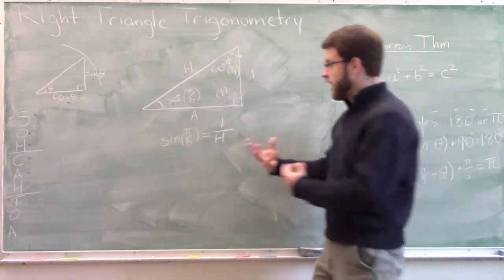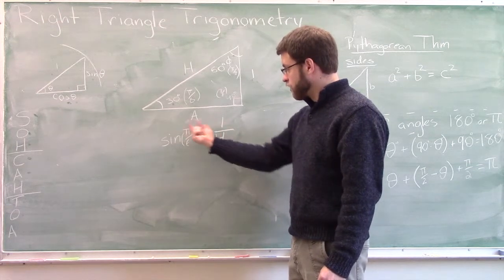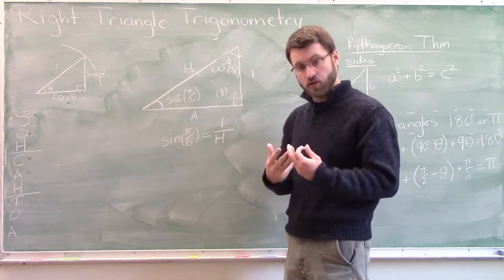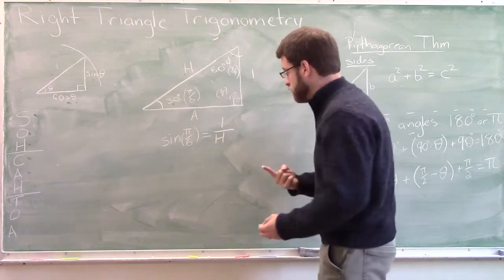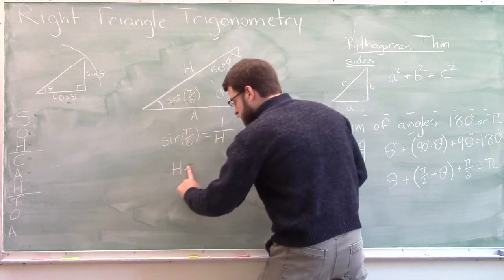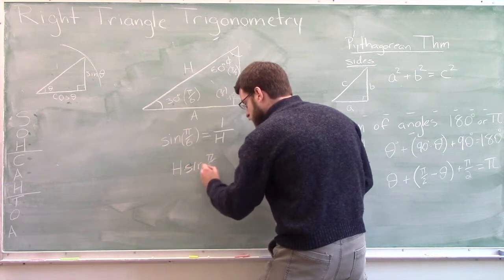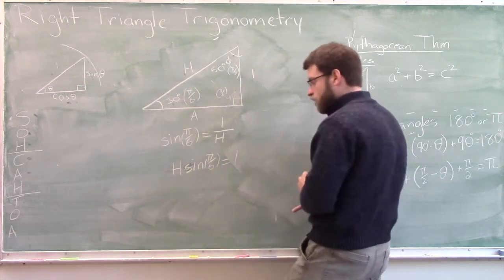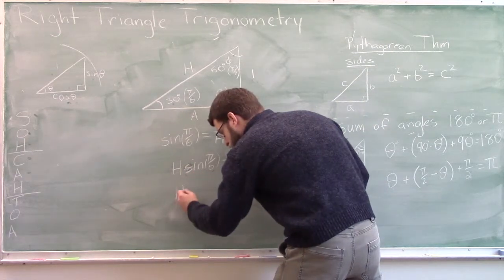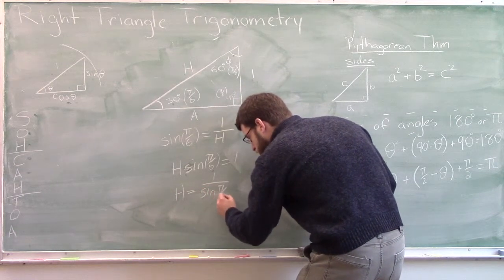If I want to find the size of h from this, I'm going to solve this equation algebraically and get h by itself in the numerator on one side of the equation. I'll multiply both sides by h. Let's do this one step at a time. That gives me h multiplied by sine pi over 6 equal to 1. Then I'm going to divide by the coefficient of h, which is the sine of pi over 6. So h is equal to 1 divided by sine of pi over 6.